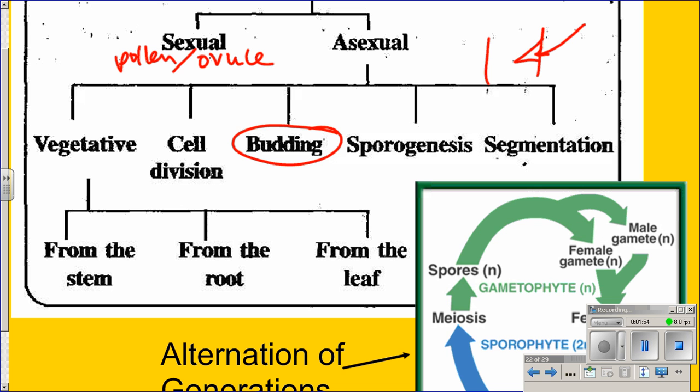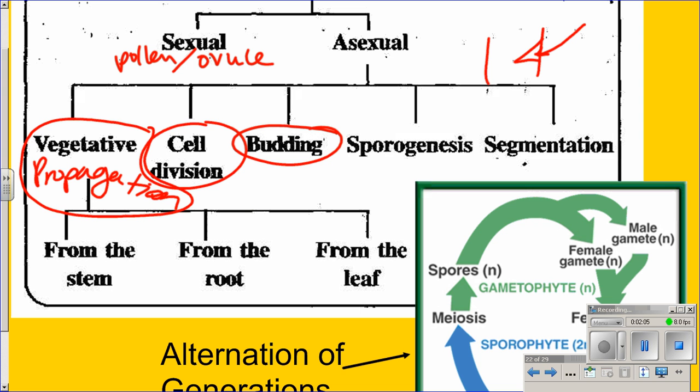Anyway, so we're going to talk about budding, cell division, and vegetative propagation. Okay, so just mainly those three, and they're just basically new types of reproduction for plants.